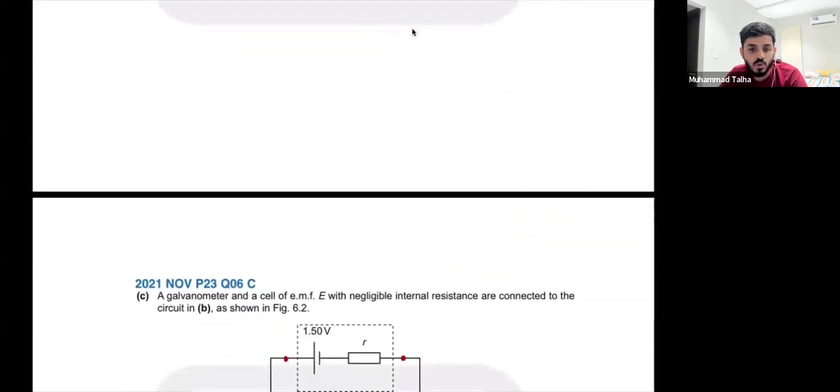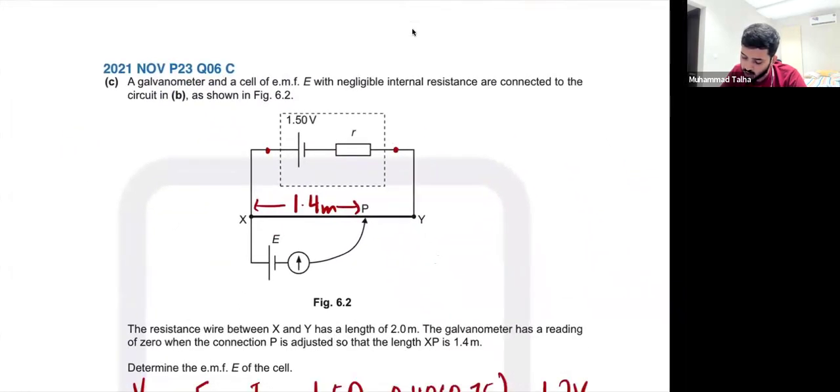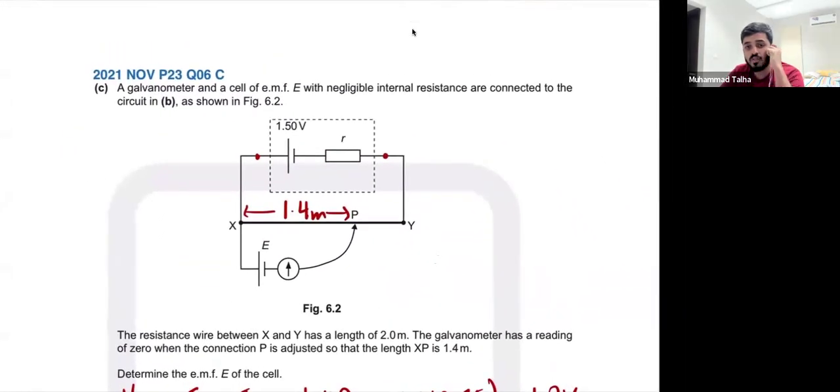All right, this one is what I want to talk about. So a galvanometer and a cell of EMF E with negligible internal resistance are connected to a circuit as shown in 6.2. The resistance wire between X and Y has a length of 2 meters. The galvanometer has a reading of 0 when the connection P is adjusted so the length XP is 1.4 meters. Determine the EMF E of the cell.